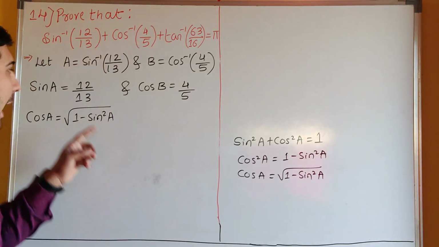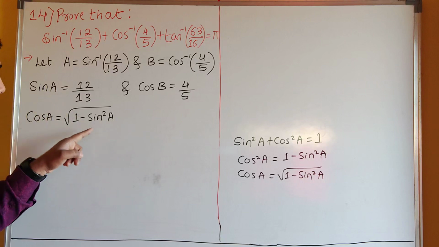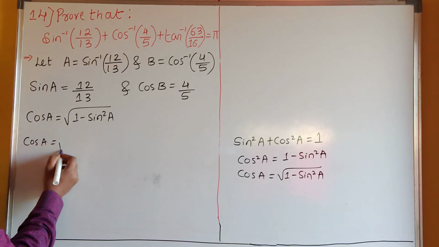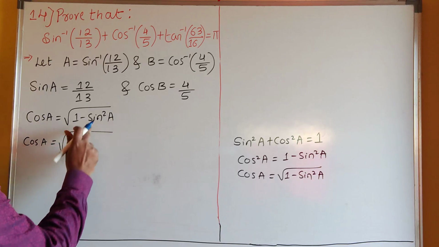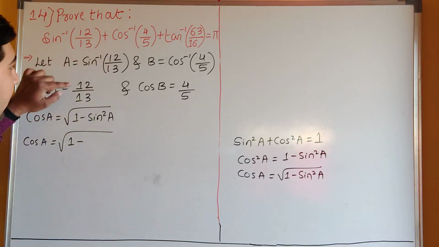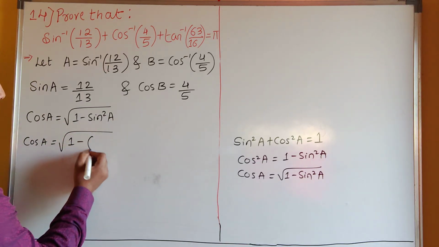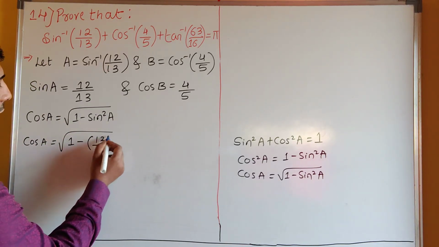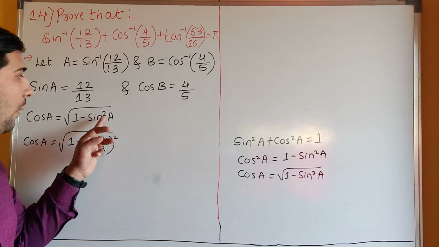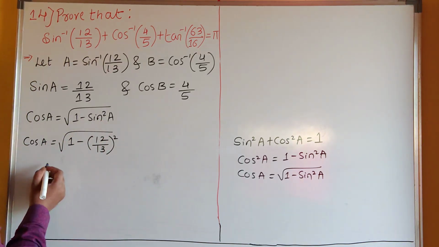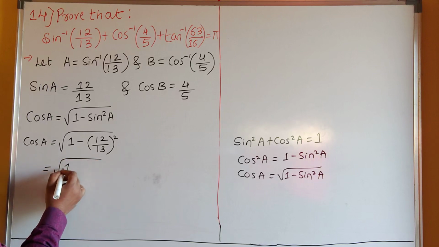Clear? So sin A value I know. That's why I will substitute here. So cos A value, what it will become, you see here. Square root of 1 minus sin A value. Sin A is 12 by 13. I will substitute here, 12 by 13 whole square, because sin square is there, dear students. Square is there here, and square has come here also. So now square both sides here.